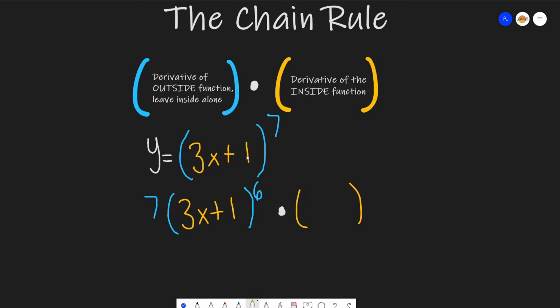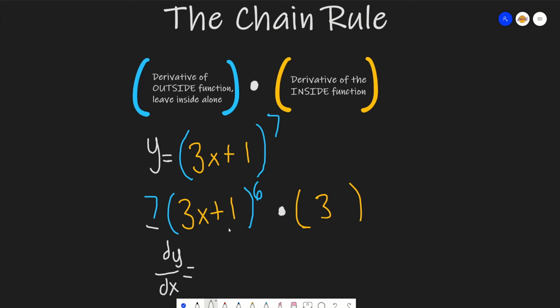The derivative of 1 is just a constant, so it's going to be 0. And 3 times x, the derivative of 3x is going to be 3. The derivative of y equals (3x plus 1) to the 7th, we can write as dy over dx. That just means the derivative with respect to x.